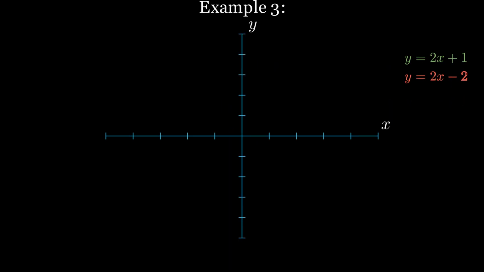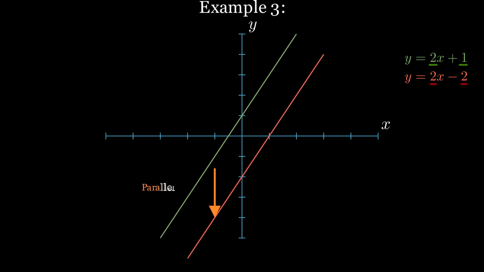Example 3. We have the same slope, but we have different y-intercepts. What's that on a graph? It means the y-intercept starts at different points, but the same slope guarantees that they'll never cross. On a graph, that means parallel lines, which means there's no solution, no intersection point. Same slope, different y-intercepts, parallel lines.